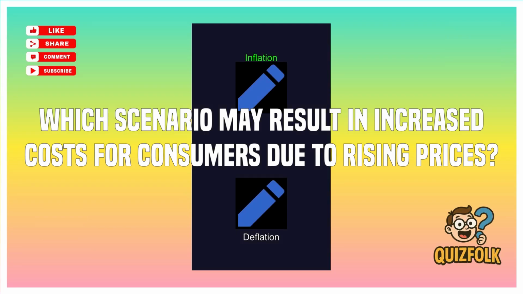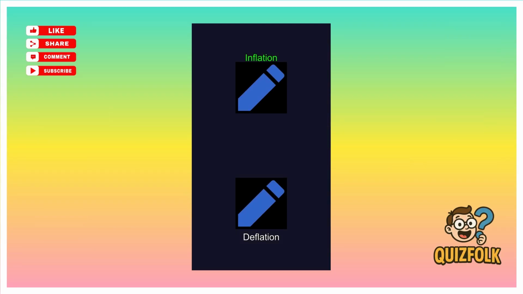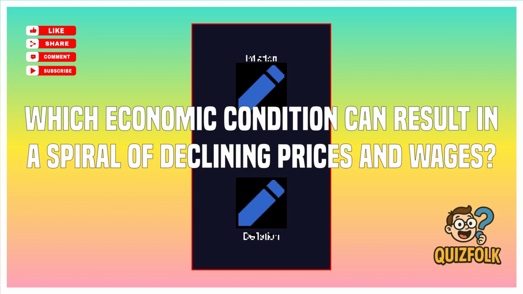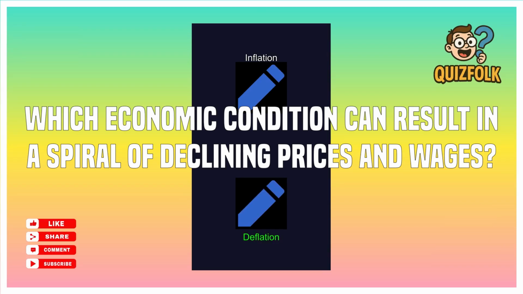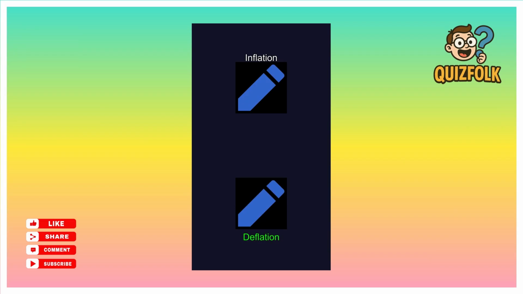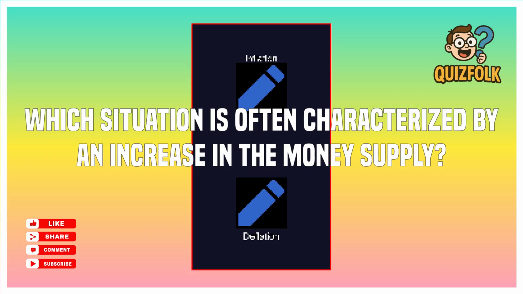Inflation. Which economic condition can result in a spiral of declining prices and wages? Deflation. Which situation is often characterized by an increase in the money supply?